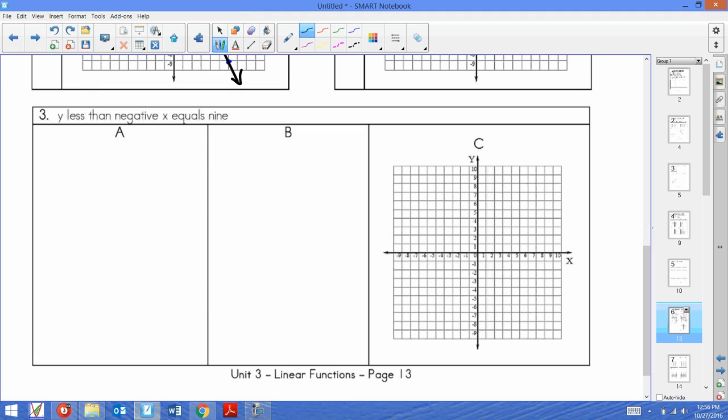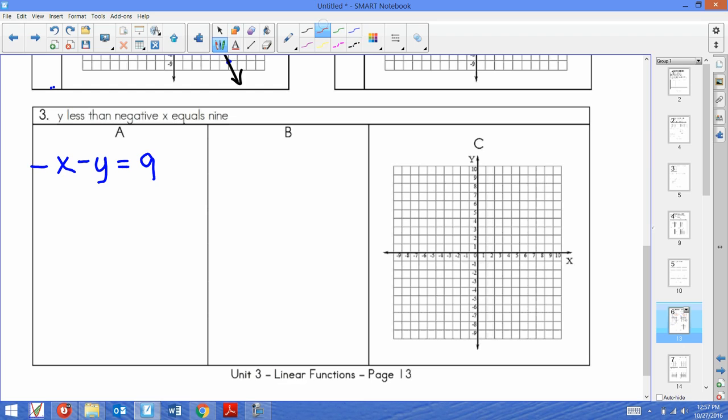Continuing on to question 3, it says y less than negative x. Okay, notice how it doesn't say y is less than. That would mean something completely different. That one little word is would change everything. But it says y less than negative x. This means I'm taking away y from negative x. So I took away y from negative x, and that equals 9.